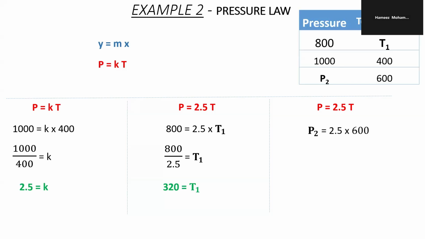So if we plug that in, we see P2 is 2.5 times 600. As such, we could solve for it, use our calculators. So 2 times 600 is 1200 and half of 600 is 300, 1200 and 300 is 1500. So the pressure P2 is 1500, and these are the same values we got. We did it graphically, and we've done it in an algorithmic sort of format.